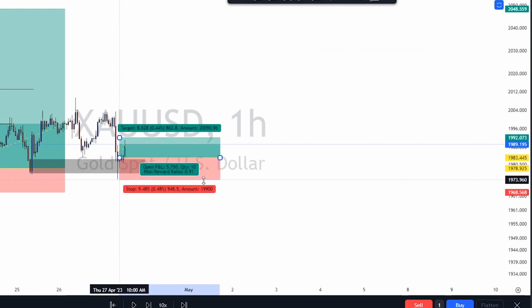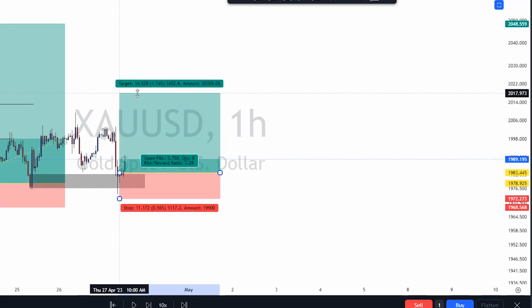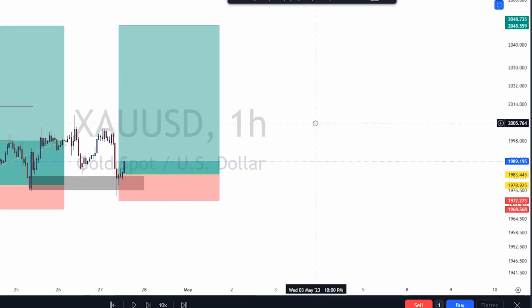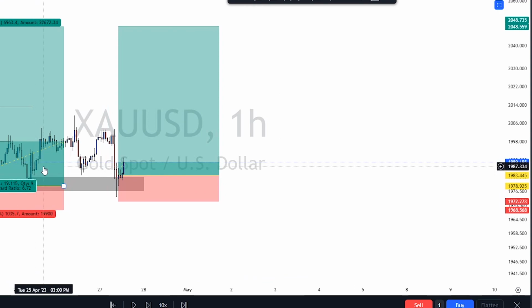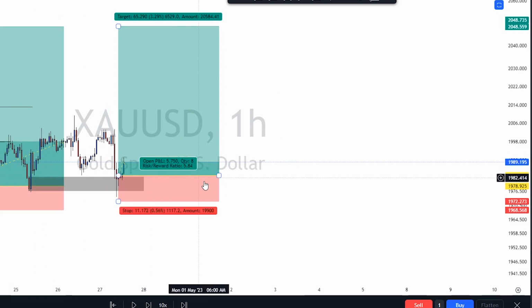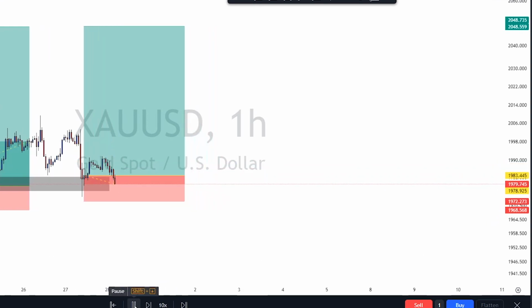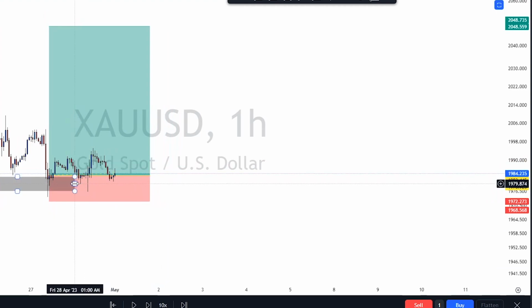You could use this low just a little bit under for your stop loss, and then we're going to target the same high. All right, right there. So now you have two trades in the market, right? One is a 6 to 1 RR and the next one is a 5 to 1 RR. All right, let's see what happens next. As you can see, price is taking more orders.